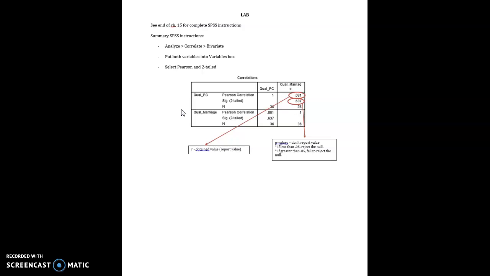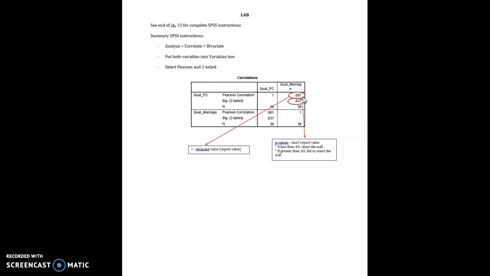So the output sets it up essentially as a correlation matrix. This is looking at what is the correlation between the parent-child relationship and marriage. The first thing to look for is your actual R value. This first row is your Pearson product moment correlation, right? So this is the R value, this first row. So your R equals 0.081.